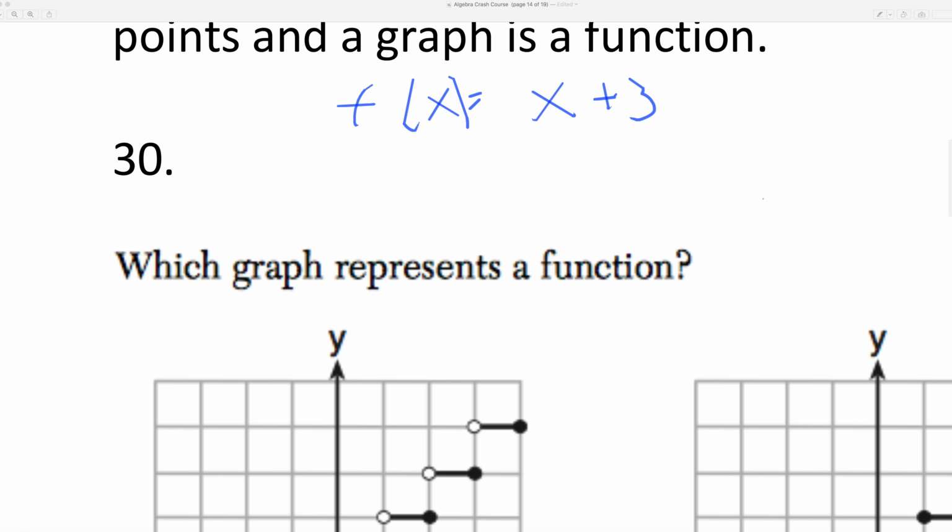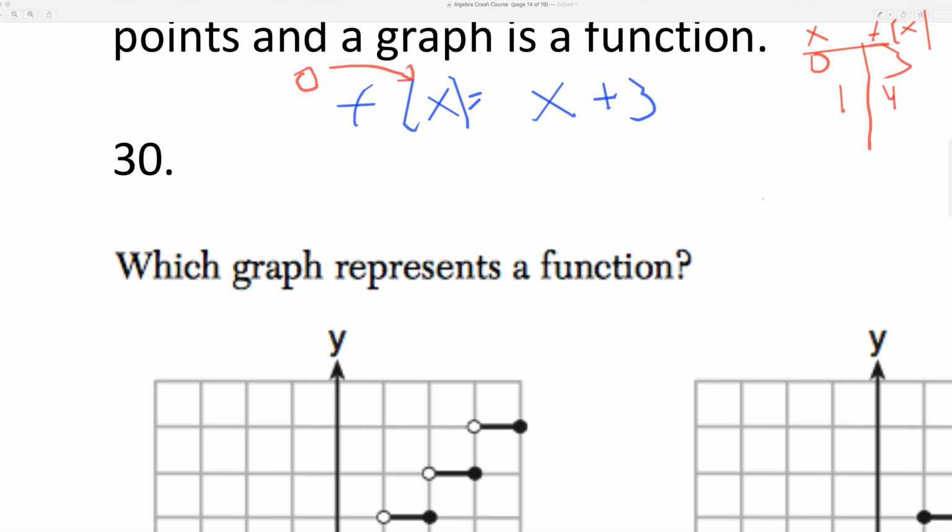It's like a little machine. I'm going to plug in some number for x. Let's say I plug in 0. When I plug in 0 for x, what am I going to get out? Well, I'm going to get 0 plus 3. I'm going to get 3. So when I plugged in 0 for x, f of x was 3. What if I plugged in 1 for x? You would get 4. So these are x comma y points.